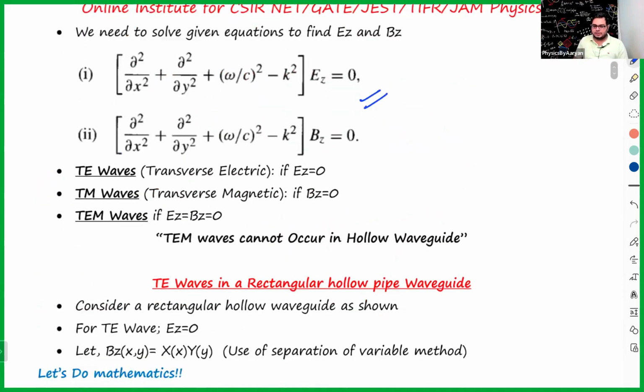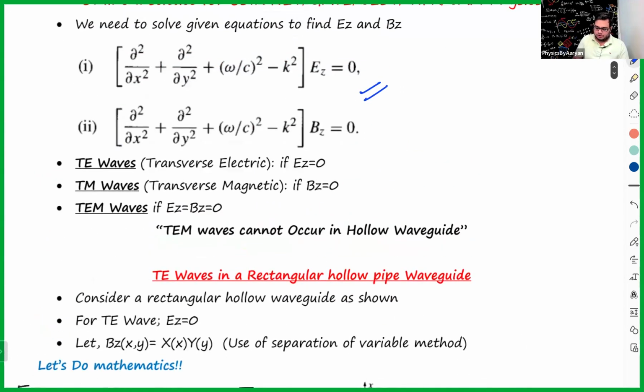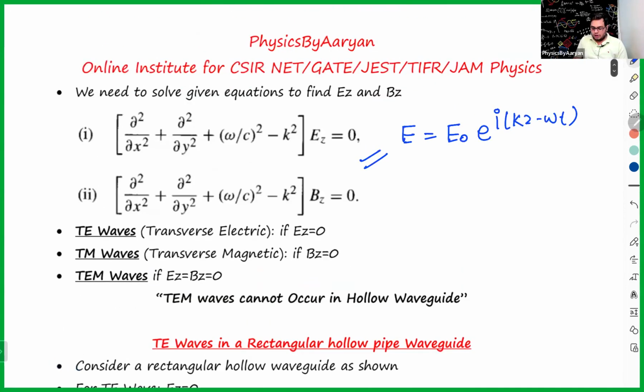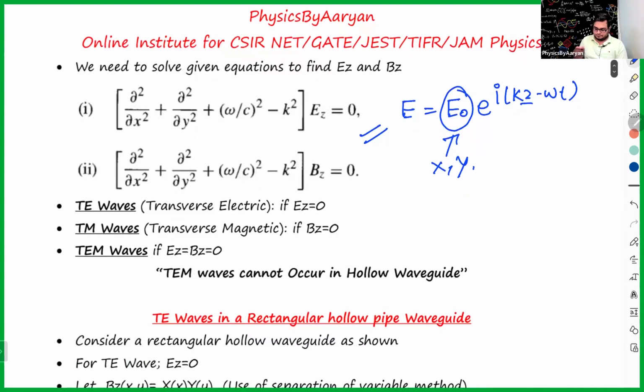Let's try to understand this. How do you write your wave going along the z-axis? In general, you write some constant E naught and you say e raised to the power iota (kz minus omega t). Now we want to find this E naught. And this E naught does not depend upon z, it depends upon x and y. And why am I saying that? Because, you see, x and y, what does it mean?